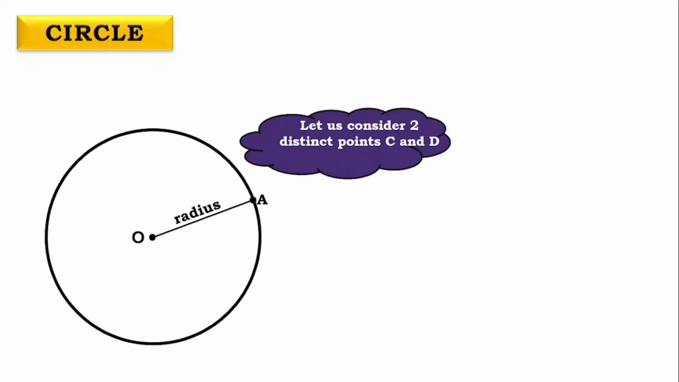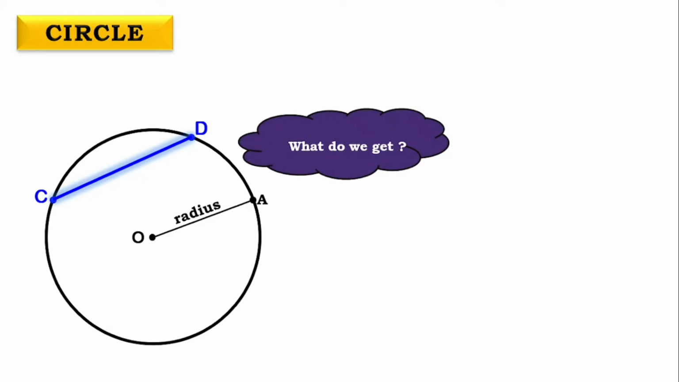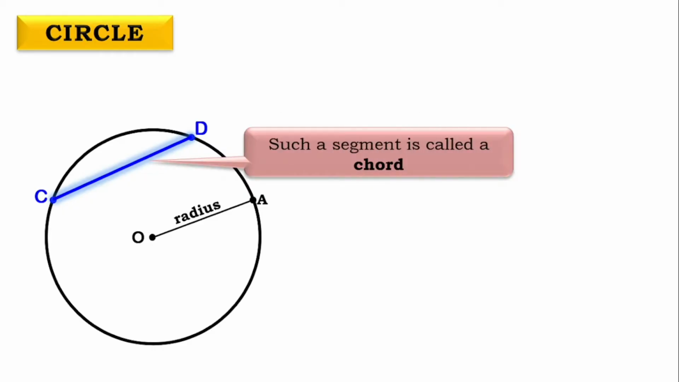Let us consider 2 distinct points C and D. This is point C and this is point D. Join them. Let's see what happens. See, I have joined them. What do we get? A segment, a line segment. Such a segment is called a chord.